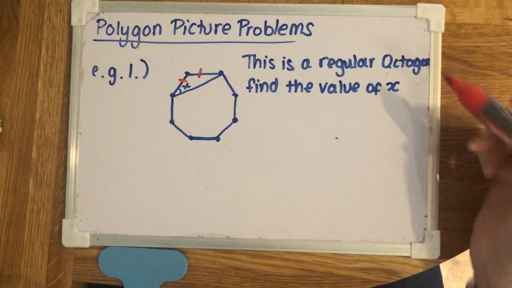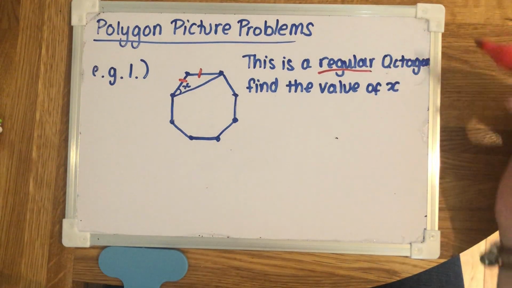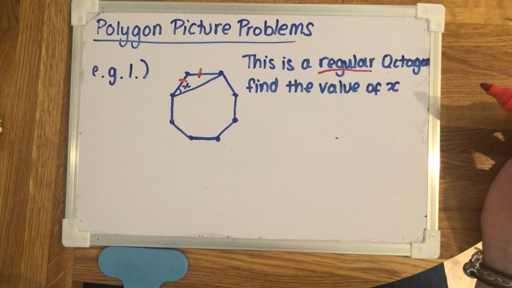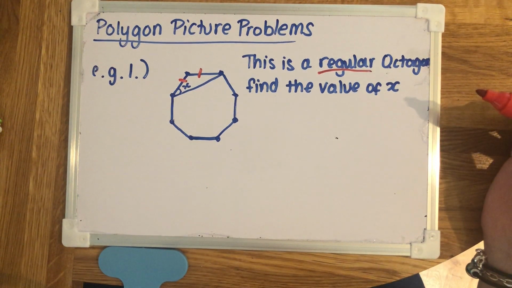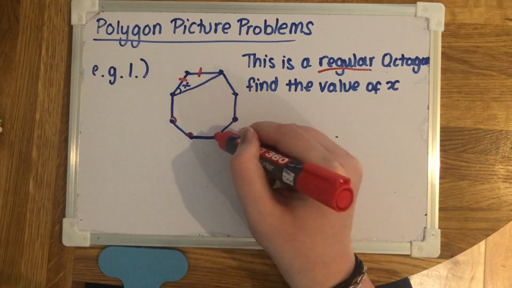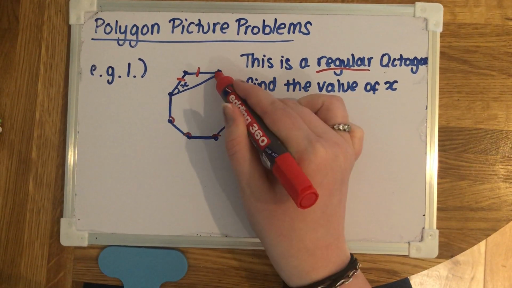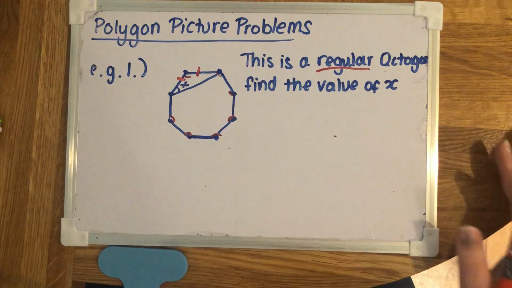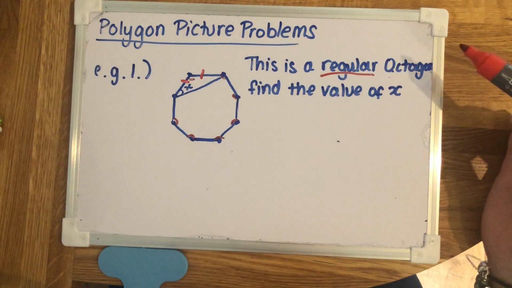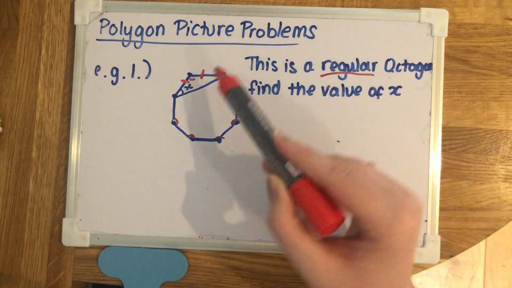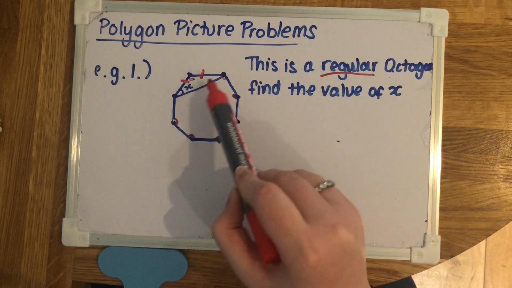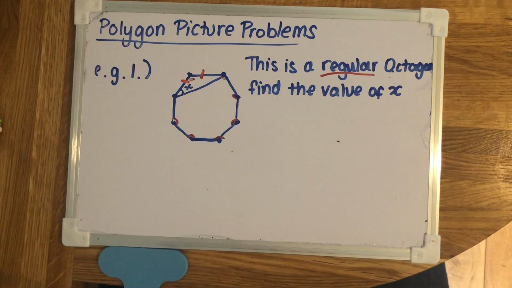Now the reason why is because it's a regular octagon. Regular, as we've done before, means that it's a shape that has the same length sides, which then means that all the angles must be the same. So all of these interior angles must all be the same inside the shape. So from that, I'm going to now work out what the interior angle is, because if I work out one interior, I can then work out what the angle there is in the triangle, and then hopefully work out what x is afterwards.